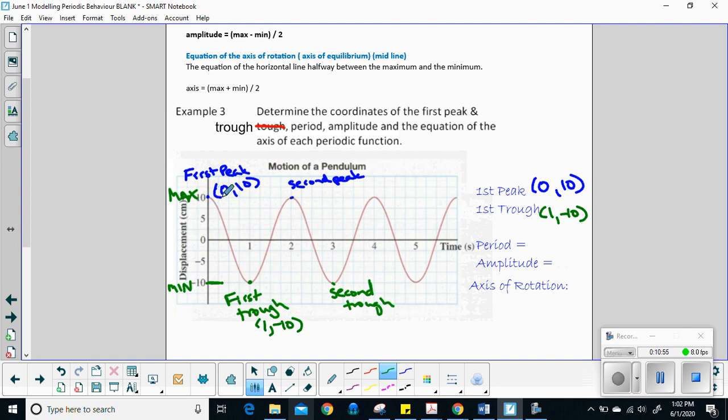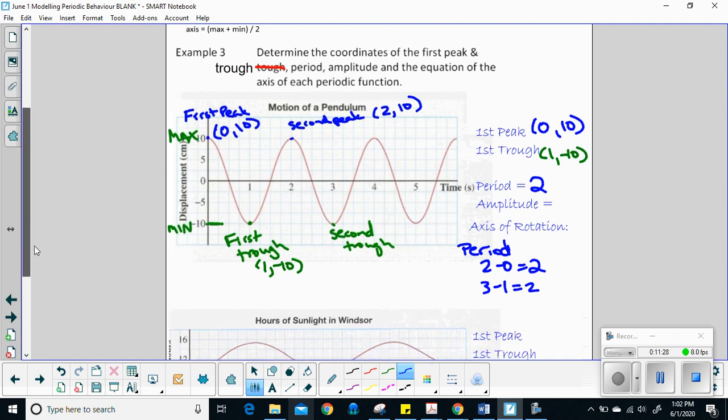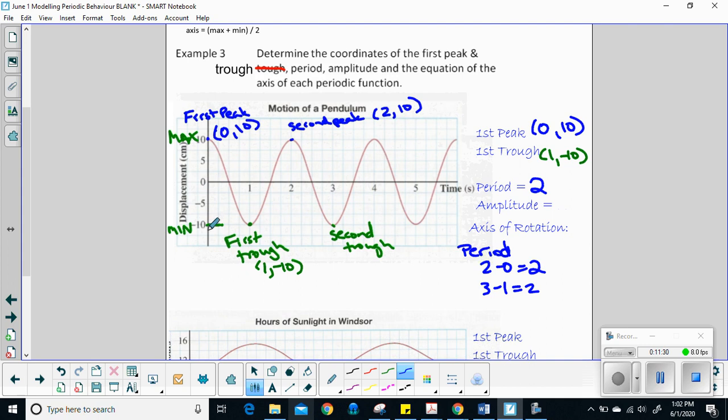My period is how far it is between one peak to the next, or from one trough to the next. So my second peak is when x is equal to 2. So if I subtract my x's here, 2 minus 0 is 2. So my period is 2. So it repeats itself every 2. I could have done that with my troughs: 3 minus 1, which also equals 2. Okay. Amplitude. So the amplitude is half the total distance.